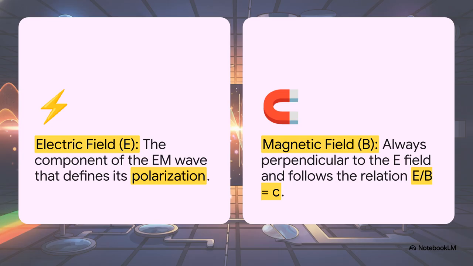The E and B fields are not independent. They're totally linked, like two sides of the same coin. Their strengths, or amplitudes, are tied together by the speed of light. And this is super important: the direction that the electric field is oscillating is what we define as the wave's polarization.